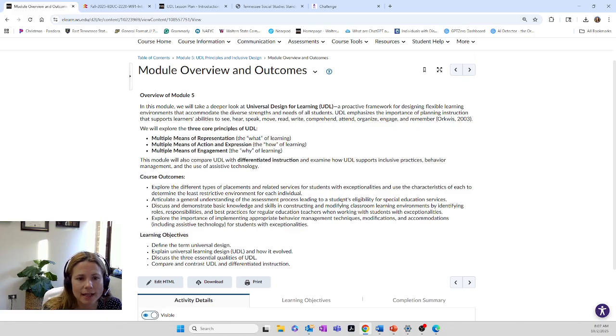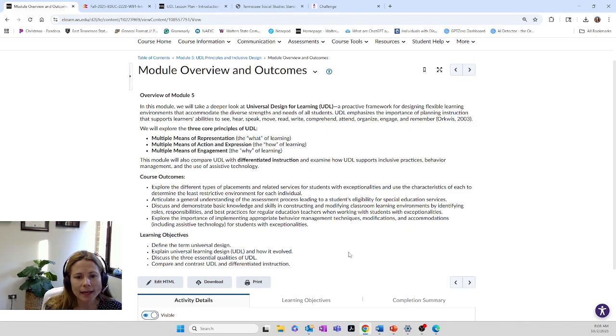And then lastly, explore the importance of implementing appropriate behavior management techniques, modifications, and accommodations, including assistive technology for students with exceptionalities. So you know, there are many student learning outcomes in this course. But these are the ones that we're going to be able to dive some more into with our learning objectives through this module, right? So we're going to define what the term universal design means.